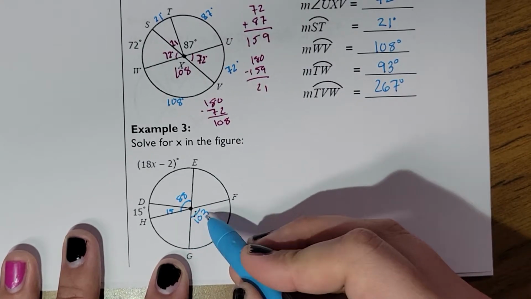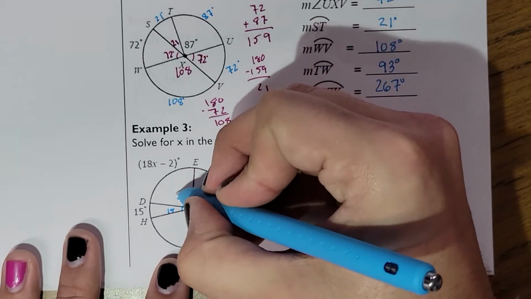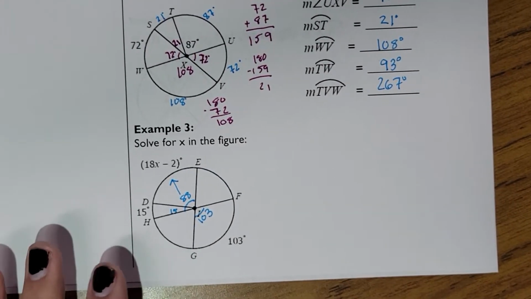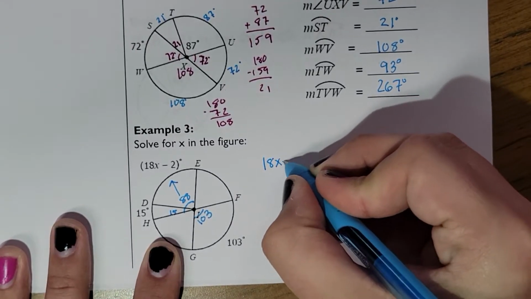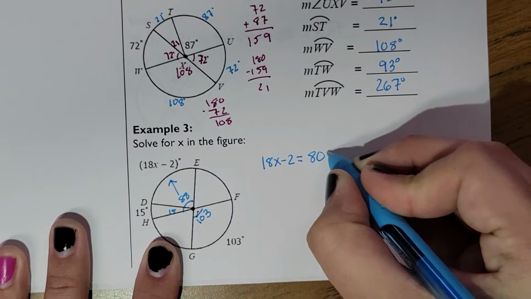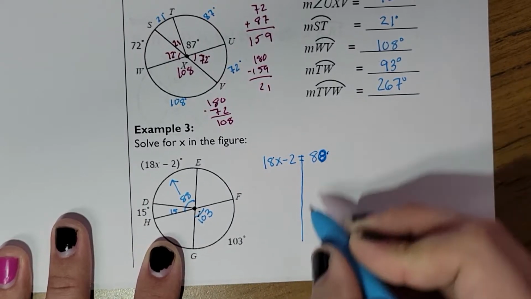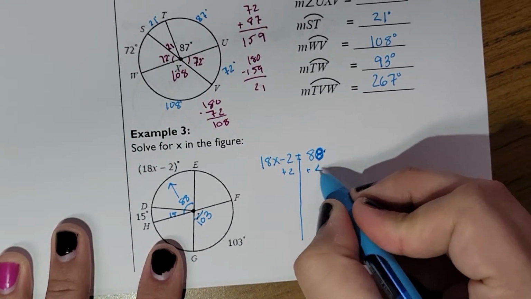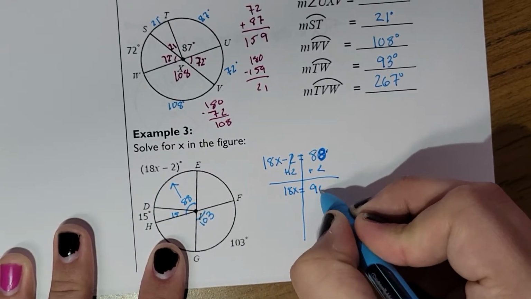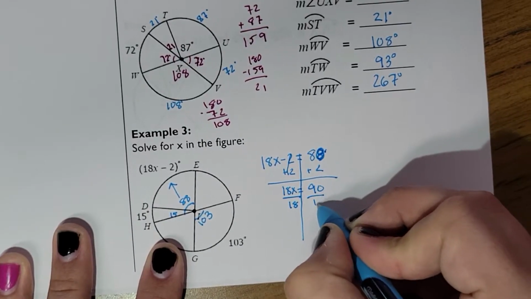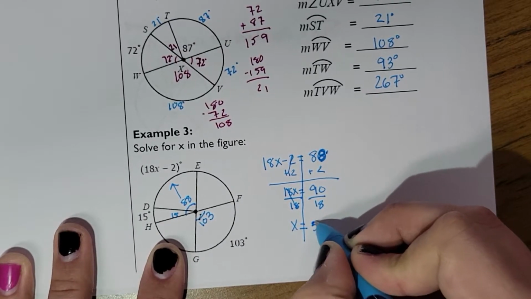And now 88 plus 15 equals the 103. Now I can go ahead and set this equal up here. I know that the 88 matches up here, so I find that 18x minus 2 should also be 88 degrees. In other words, 18x minus 2 equals, why did I put an 80? 88. And we're going to solve that. So I'd add 2 to both sides. This cancels, I get 18x equals 90. Divide by 18, divide by 18, and I get x equals 5.